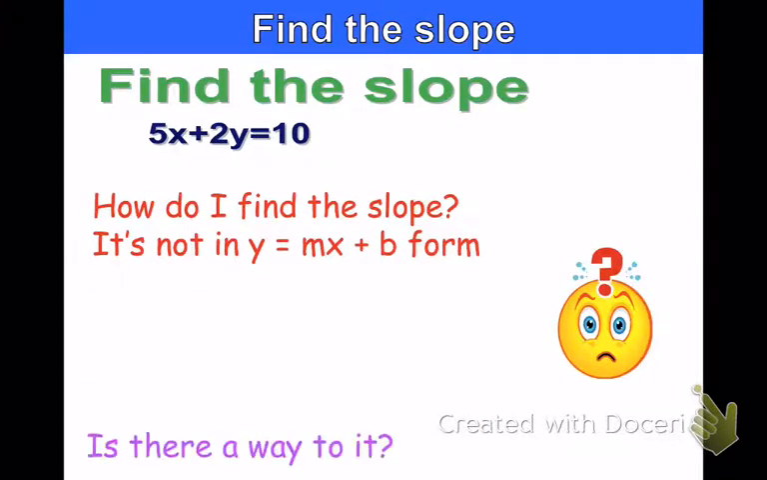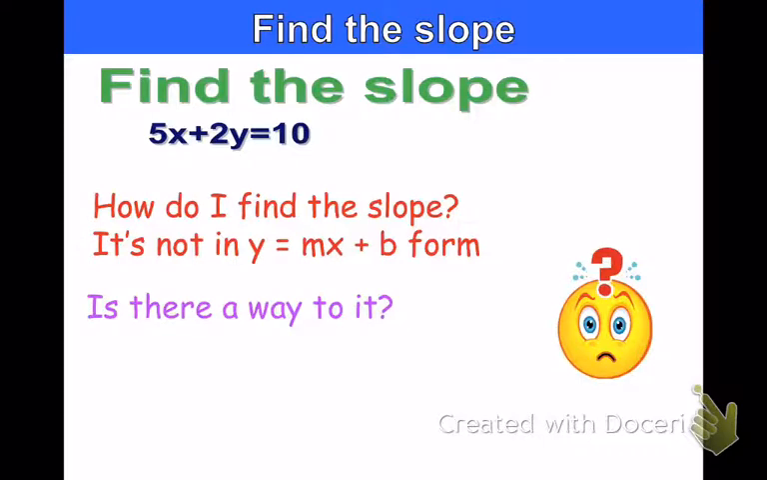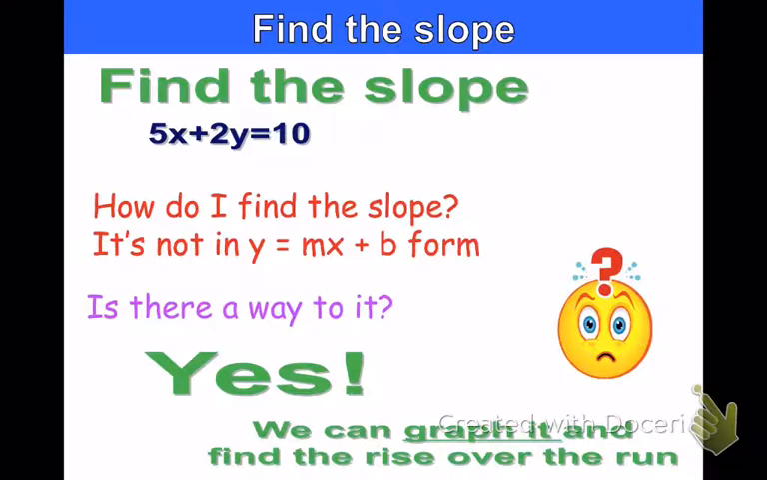It's not in y equals mx plus b. Is there a way to do it? Answer is, of course there is. There is a way to find the slope. And there are actually multiple ways to do it. I'm going to go over one way, is we can graph this equation and then count the slope, the rise over the run. So let's go ahead and do that.